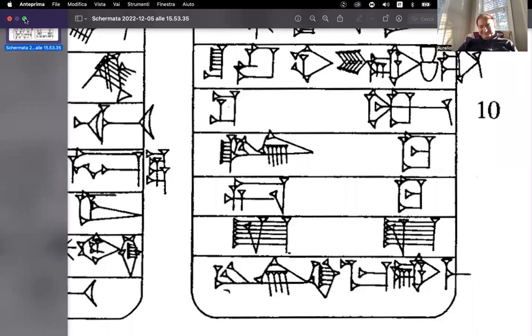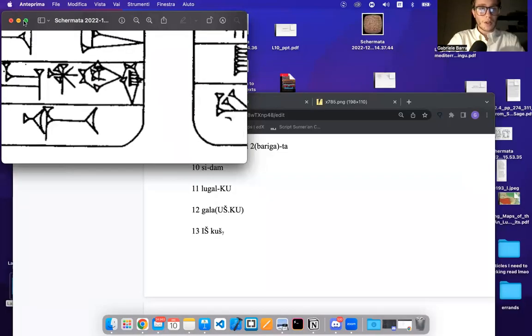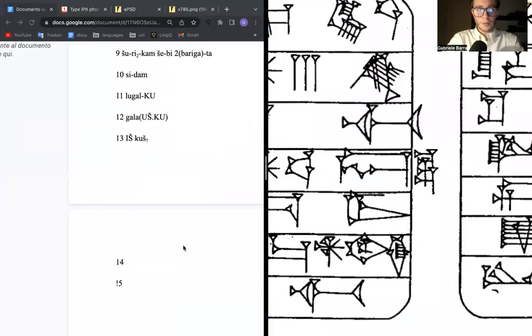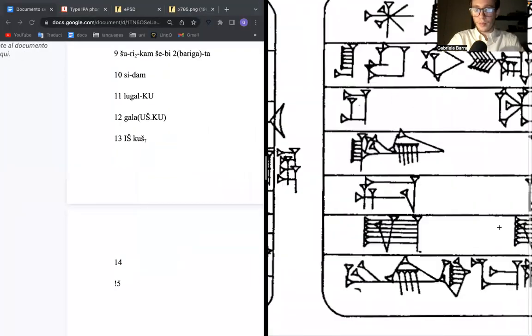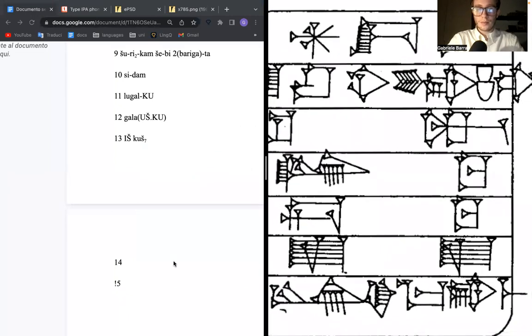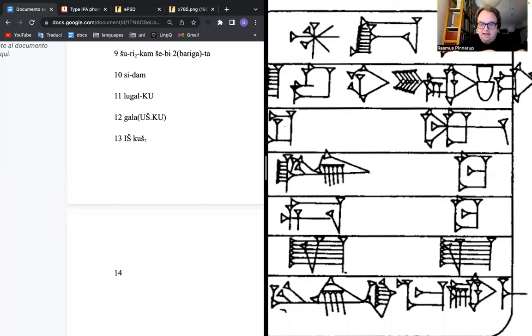Okay, let's go back to having both the picture and the transliteration. Okay, good. So Ish Kush, and then we have the last line. Rasmus, do you feel like doing it? I think you're muted. Right, you are. That's a lugal and a ki and a ma and a bi and a me.